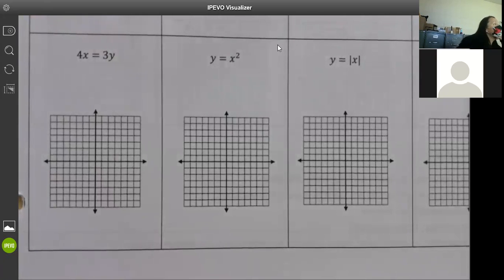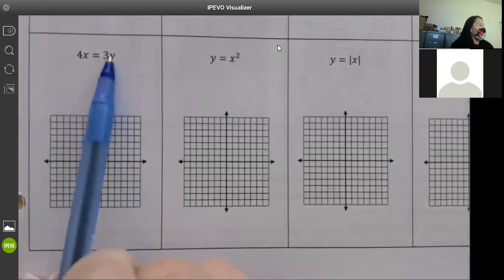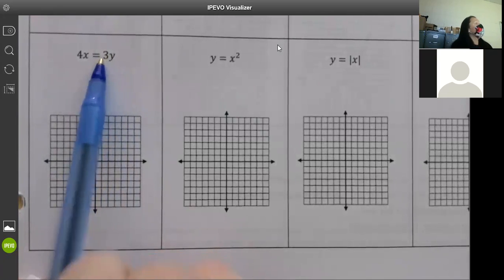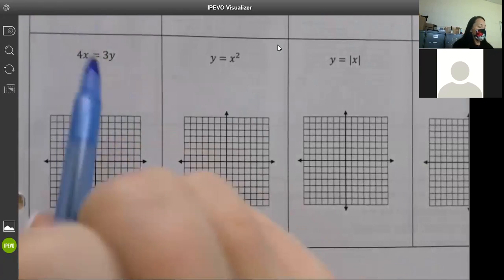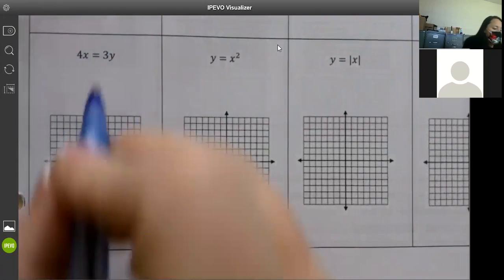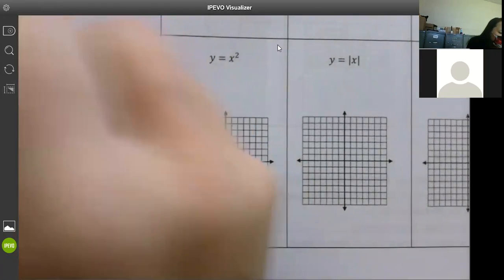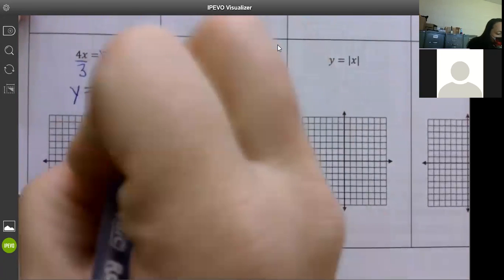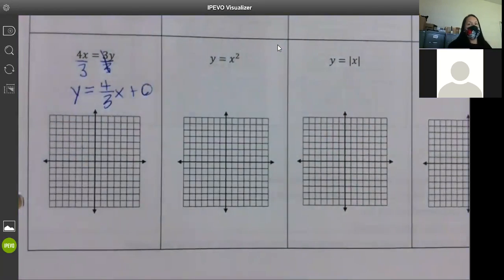It's a 3y, so I just need it y equals to be able to graph it. So here, this is 3y. How do I get rid of this 3? Remember that we do opposite operations. So this is 3 times y. To get rid of it, I'm going to divide by 3. I do the opposite operation. So my equation is actually y equals 4/3 x. And then you guys can put the plus 0. I don't need to see that.